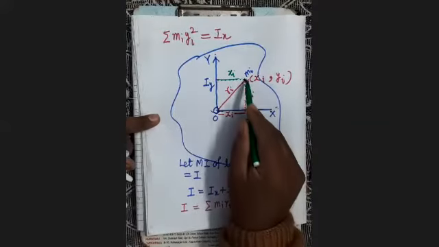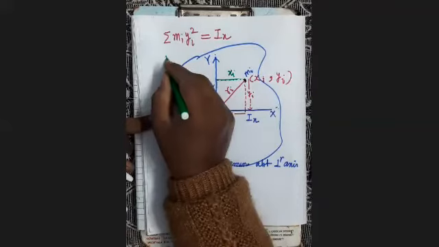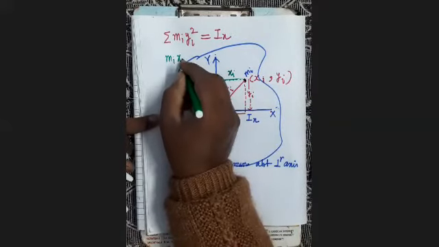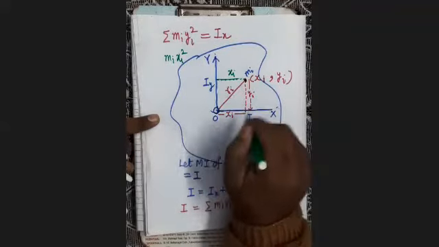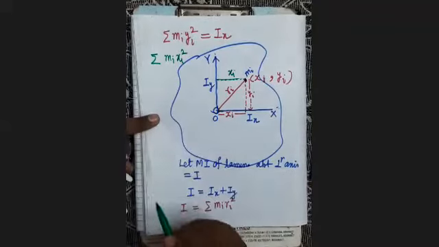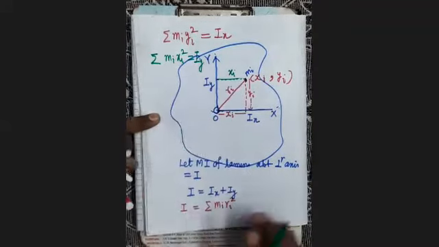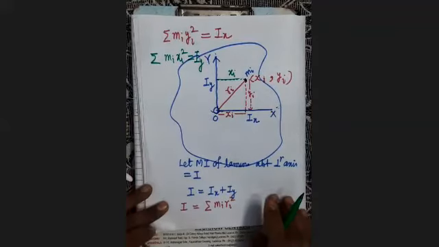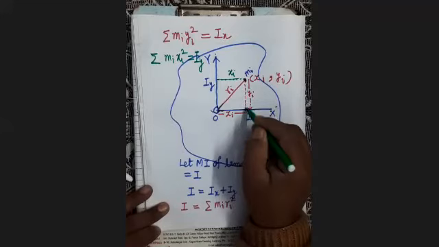So what will be its moment of inertia about y-axis? It will be mi xi square. And when you add mi of all the particles about this, that will be equal to iy. It's clear. Now what is the relation between ri, xi and yi?